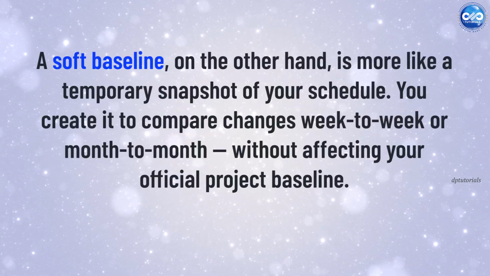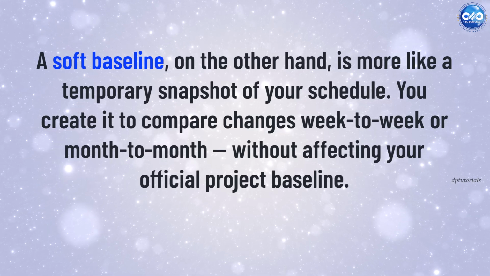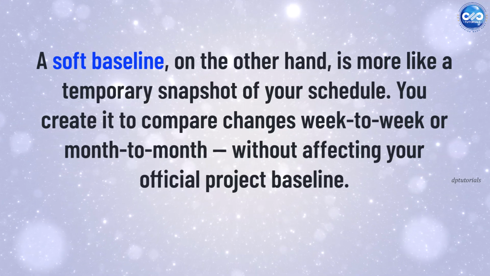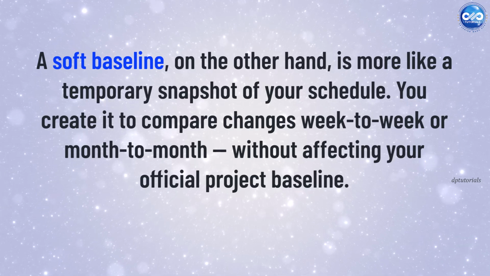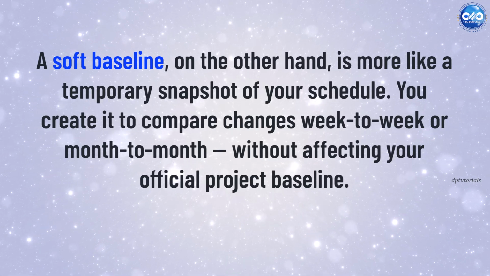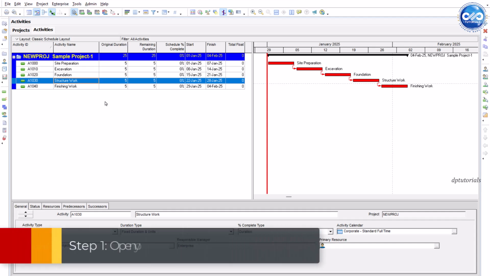A soft baseline, on the other hand, is more like a temporary snapshot of your schedule. You create it just to compare changes week on week or month on month without affecting your official project schedule. This is super helpful when your schedule is still under review or frequently changing. Let's use an example project so you can follow along.